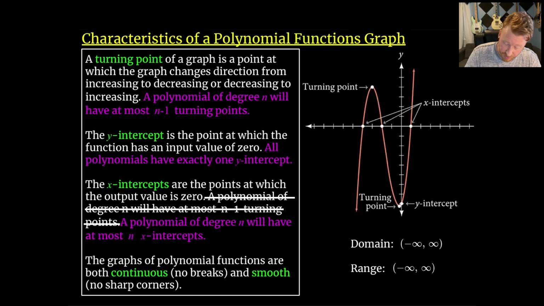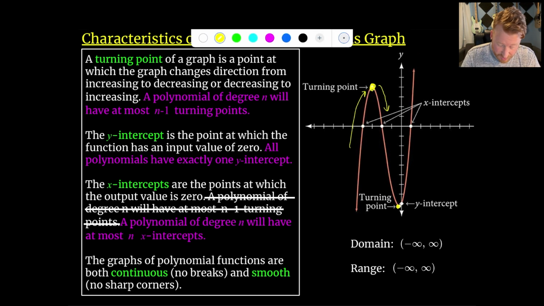So we'll take a look here. We've got a turning point listed right here because the function is increasing until it hits that point, and then it turns around and starts decreasing, which means right there where it turns around is the turning point. We can see there's another one down here very close to the y-intercept. I wish that those were a little further apart, but that's okay.